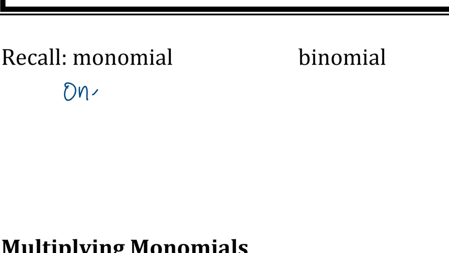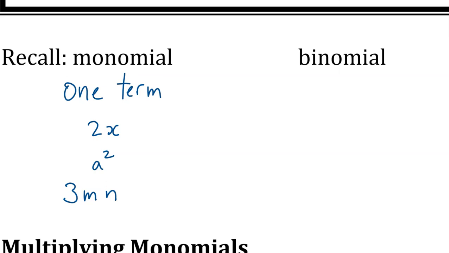What's that? One term? So like 2x, a squared, 3mn. The last one there has two variables, but because everything is being multiplied, it's a single term. That's what we're talking about when we're talking about terms: the things that are being multiplied together.